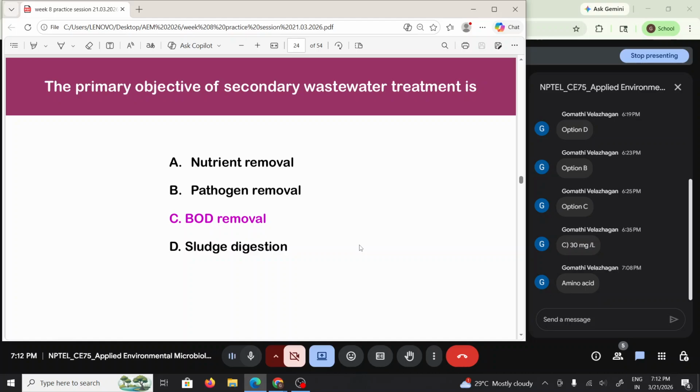Okay, so the objective of secondary wastewater treatment is BOD removal. Primary treatment is about suspended particles and physical treatment. Secondary treatment is biological treatment, so it is about organics and BOD removal. And then comes the nutrient removal and pathogen removal. For pathogen removal, you finally go for the disinfection process, and that is a pathogen removal process.